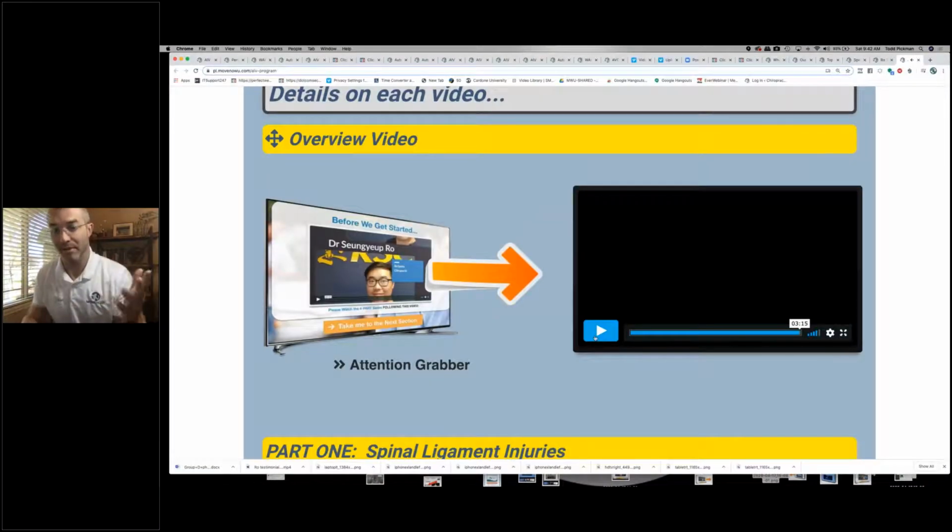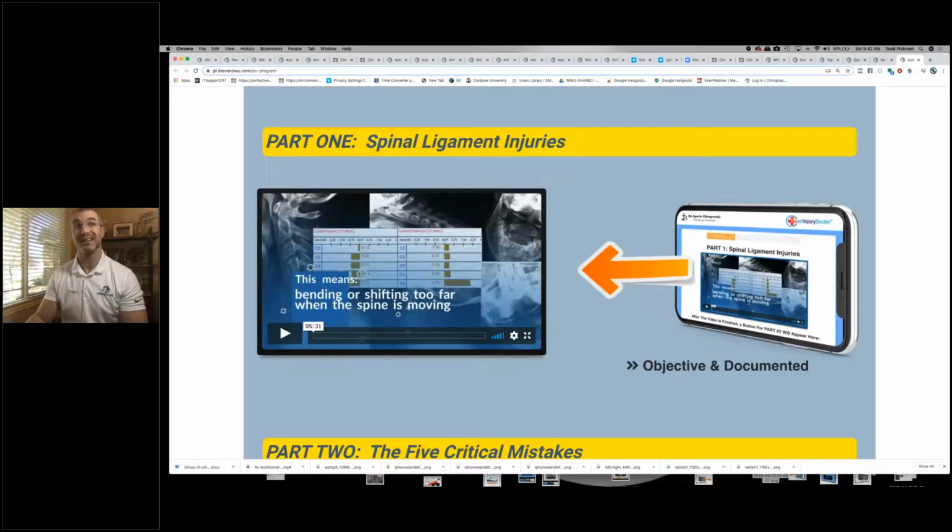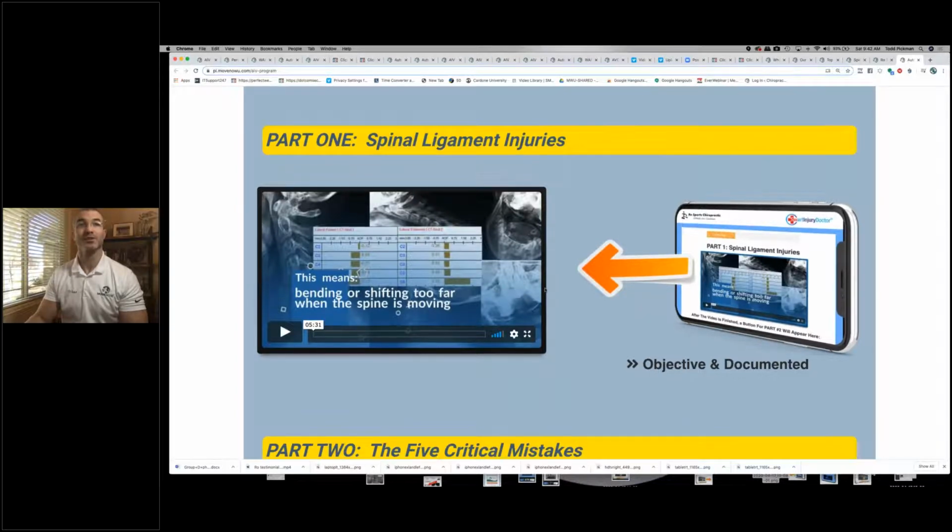So that right there is a version that we made for Dr. Rowe. So it's customized for him. It's got his name in it, his logo in it, and then it goes through this whole process. So the second one's on spinal ligament injuries. This is probably the most awesome video in the whole one. I'm tempted just to play it.